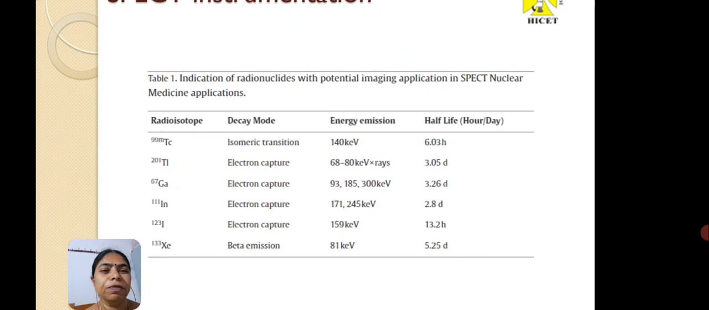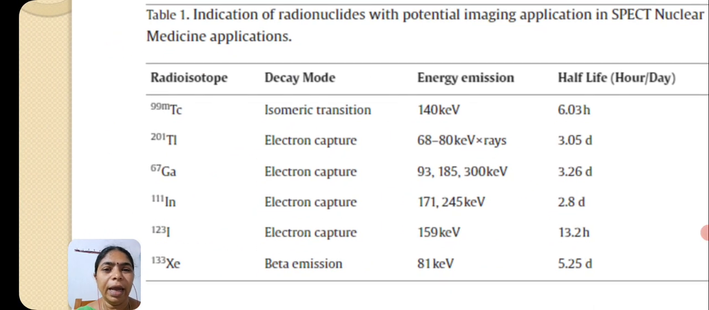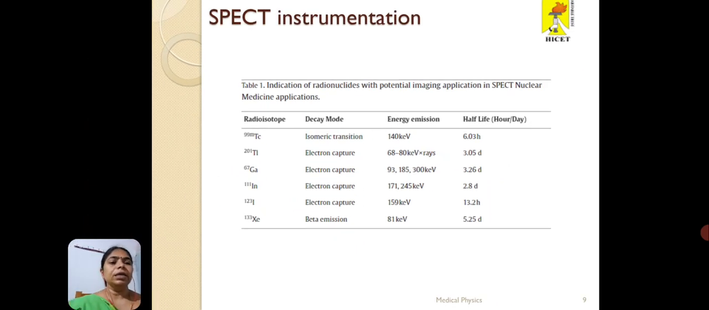What are the different types of radioactive tracers used? These are the most commonly used radioactive isotopes in SPECT nuclear medicine imaging. The radioisotope Tc-99m, that is technetium-99m, has a decay mode of isomeric transition, an energy emission of 140 kiloelectron volts, and a half-life of nearly 6.03 hours. Technetium, thallium, gallium, indium, iodine and xenon are the different radioactive isotopes used for SPECT scanning. For SPECT scanning, the basic is the gamma camera.